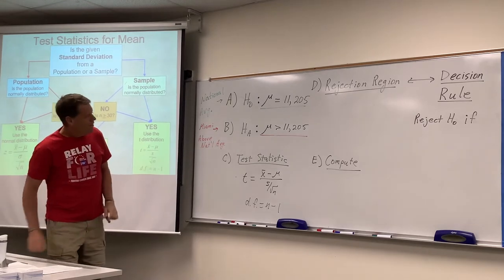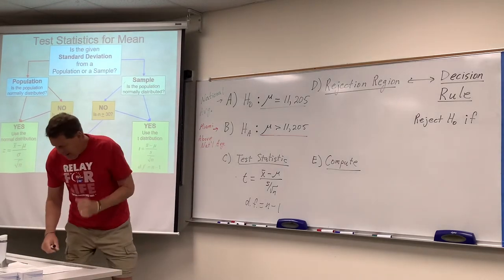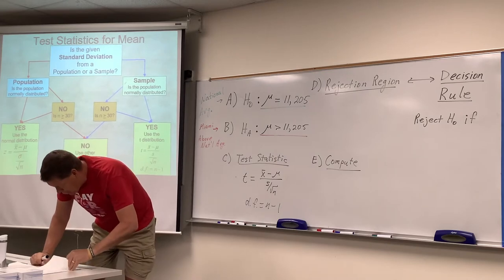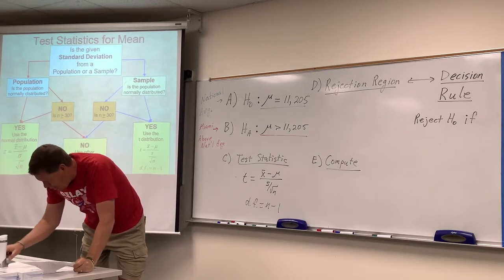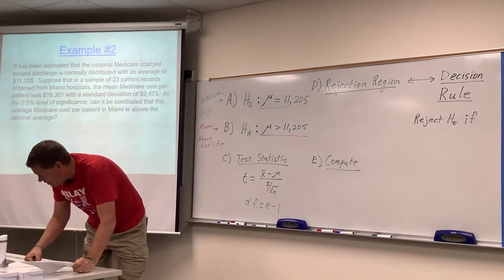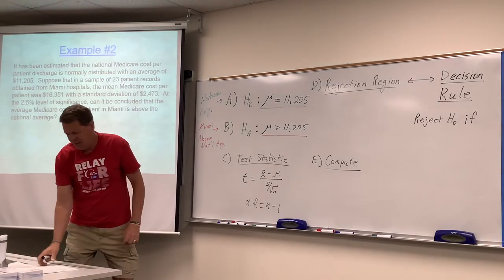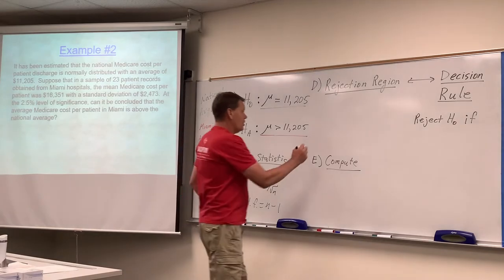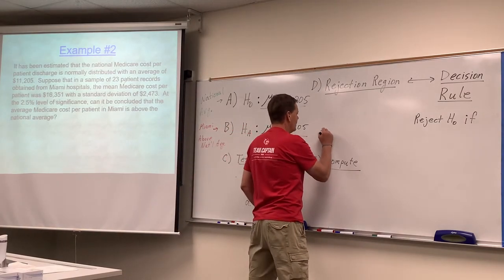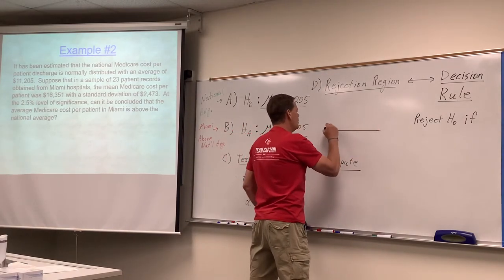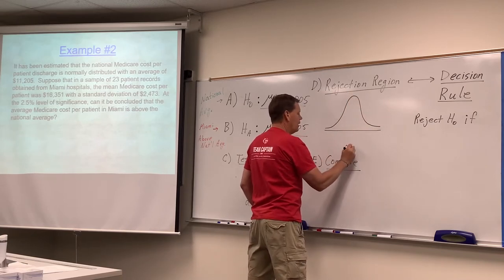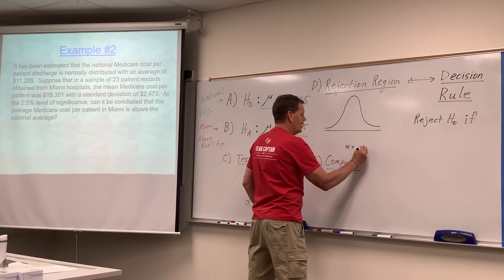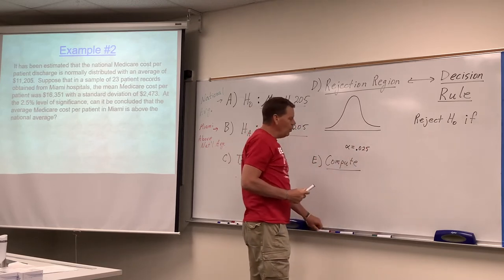All right? So anyway, what do we have here? Let's identify a couple of things. They want us to use a 2.5% level of significance. And we also just realized that we're using the T table, with an alpha of 2.5%. All right, now the same logic as before.